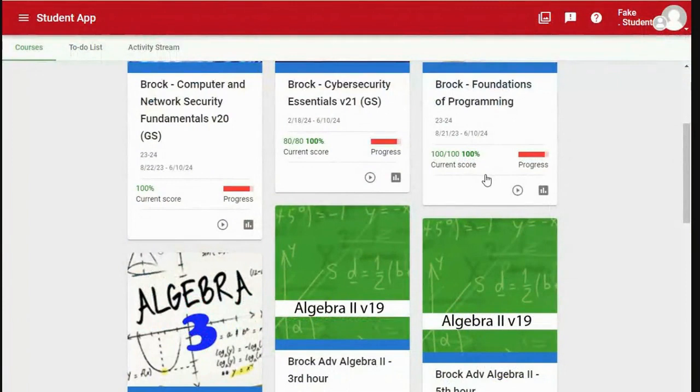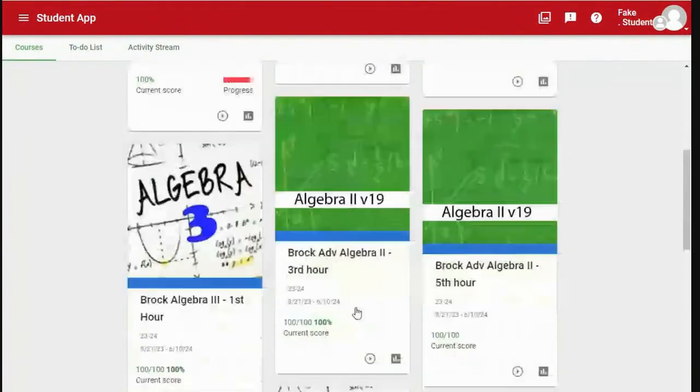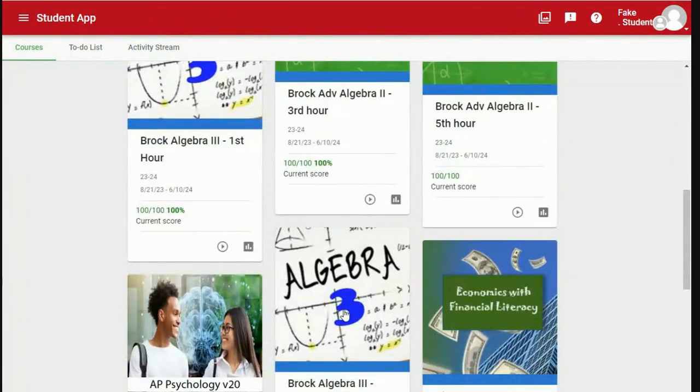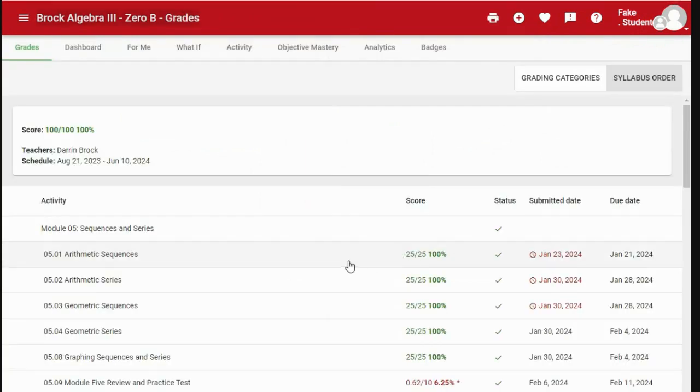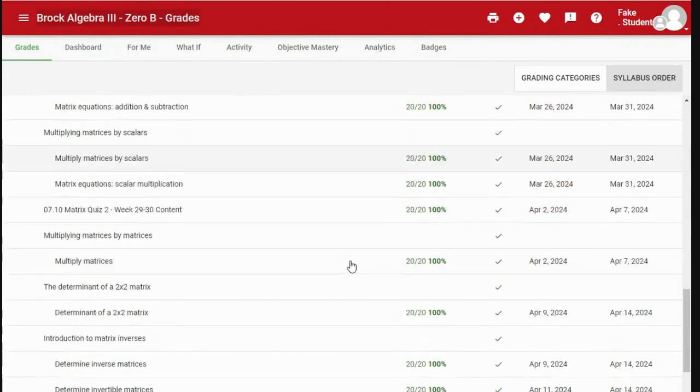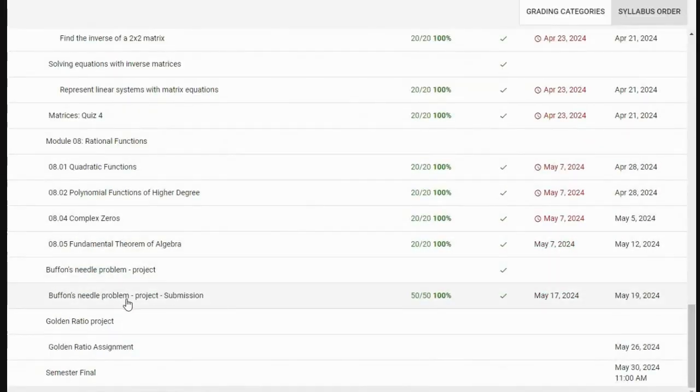Let's go look and see what this week's is. Here we are. We're down here. So if you haven't done this Buffon's needle project, do that. It's easy points. Easy points. If you need to go back and look at last week's video, but make sure you get that done. If we go down here and see Buffon's needle project, 50 out of 50, it's a 50-point assignment. So it'll help your grade a lot by getting an easy 50 points.